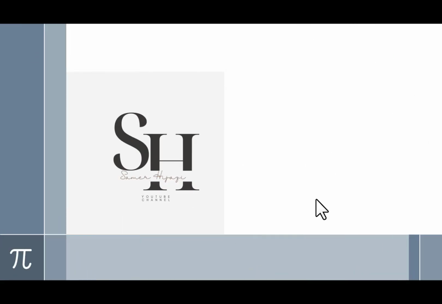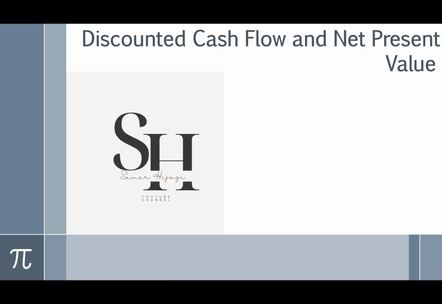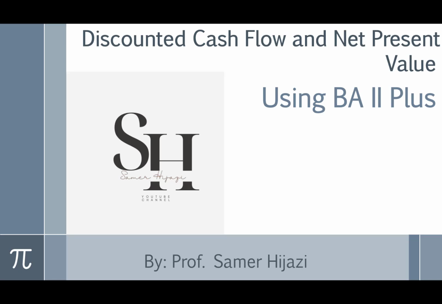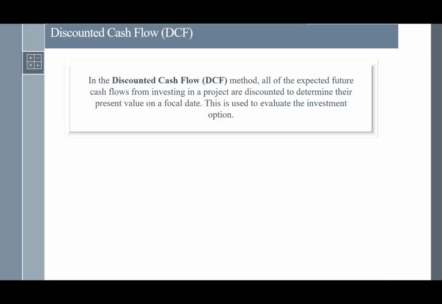In this video of the series, we're going to look at how do we find the discounted cash flow and net present value, of course using the BA2 Plus Texas Instrument calculator. First, we're going to look briefly at what the discounted cash flow and the net present value are, what they mean. As it says here, the discounted cash flow method is when all the expected future value of cash flows from investing in a project are discounted to determine their present value at the focal date.